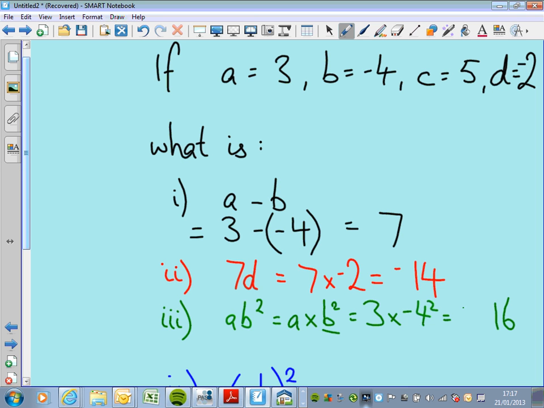So we get 3 times 16, and 3 16s are 10 3s are 30, 6 3s are 18, add them together, 48. There you go. Let's scroll down. We've got a few more down here.